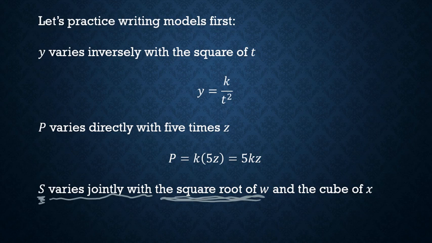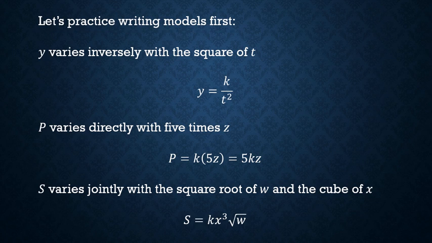and the cube of x. What follows the "and" is the second something that goes on the right-hand side, the cube of x, also known as x cubed. So our model is s equals k times the square root of w times x cubed, or k times x cubed times the square root of w. Hopefully these made sense. These are just a few practice problems where we get used to writing models.